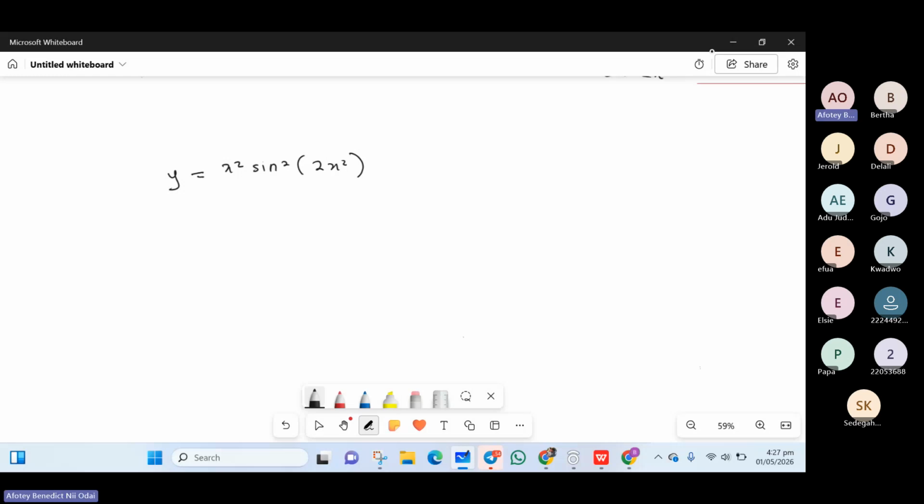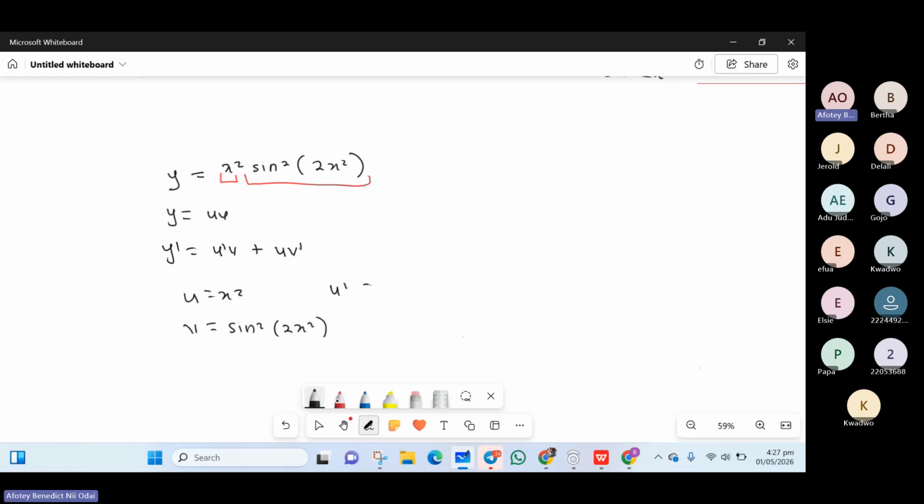So let's solve this systematically. How many separate functions do we have? We have two separate functions: x squared and sine squared 2x squared. So we can use the product rule. Let y be equal to uv. So the differential of y is equal to u prime v plus u v prime. Our u is x squared and our v is sine squared 2x squared.